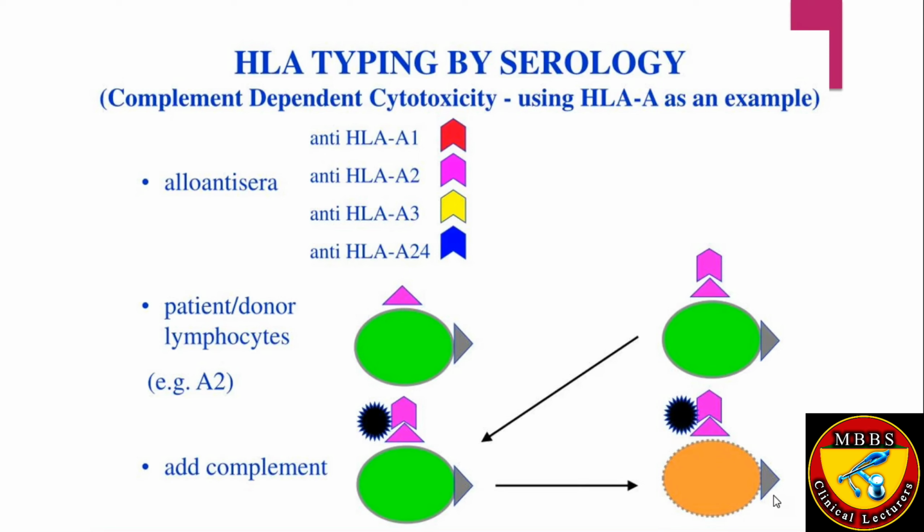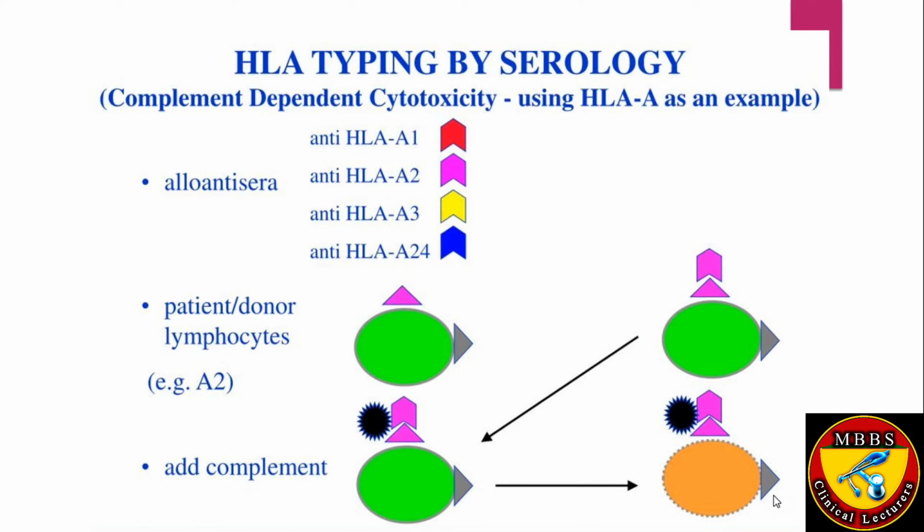In this condition, we have to introduce different allo antisera, meaning the serum which will be containing the antibodies anti-HLA-A1, HLA-2, HLA-3, and so on. So what will happen in the serological assays is that the cells from the donor and the recipient are reacted with a battery of antibodies, meaning a set of antibodies, and each antibody is specific for a different class 1 and class 2 protein.